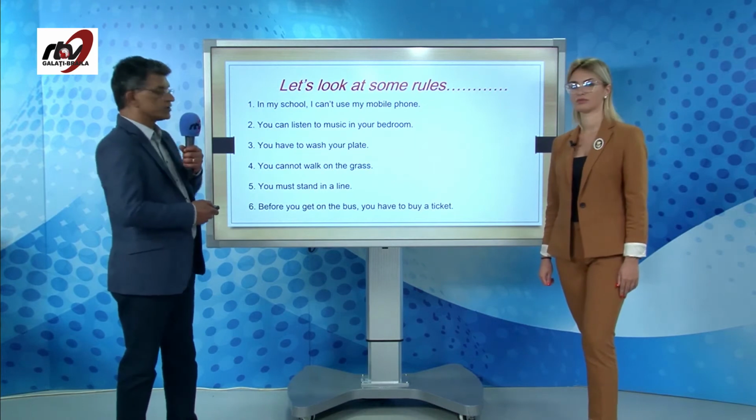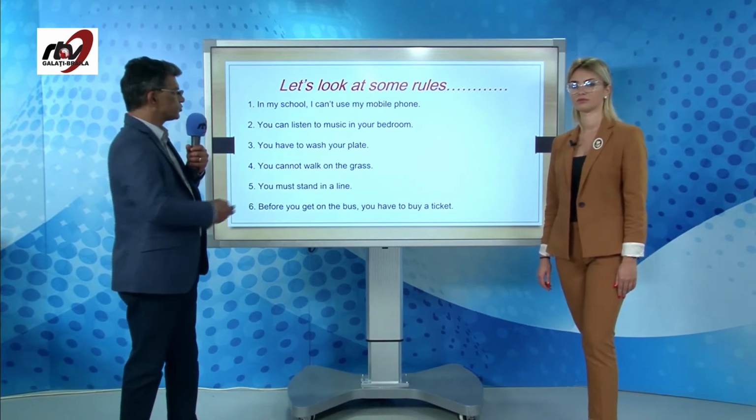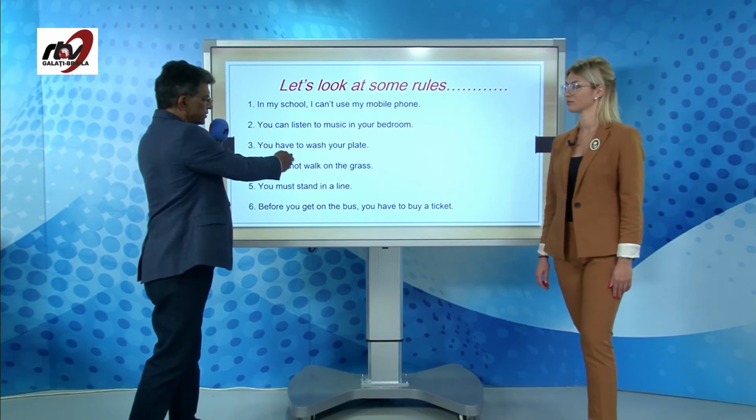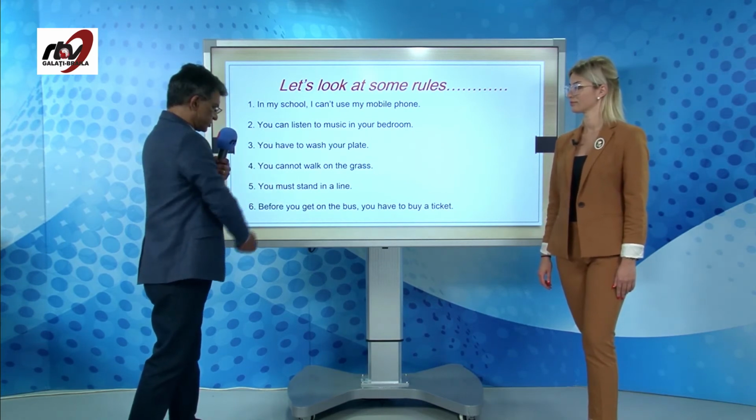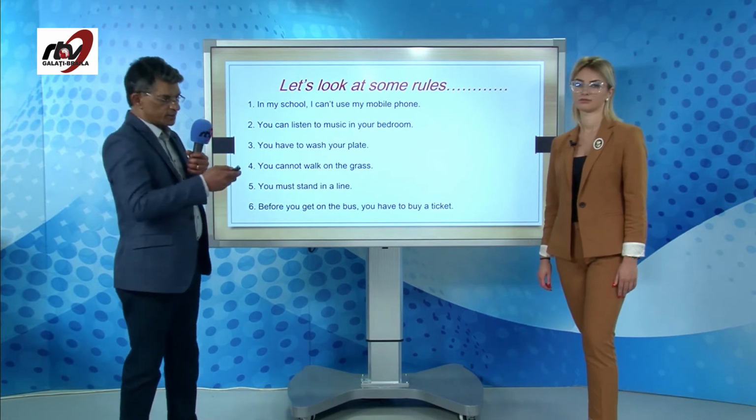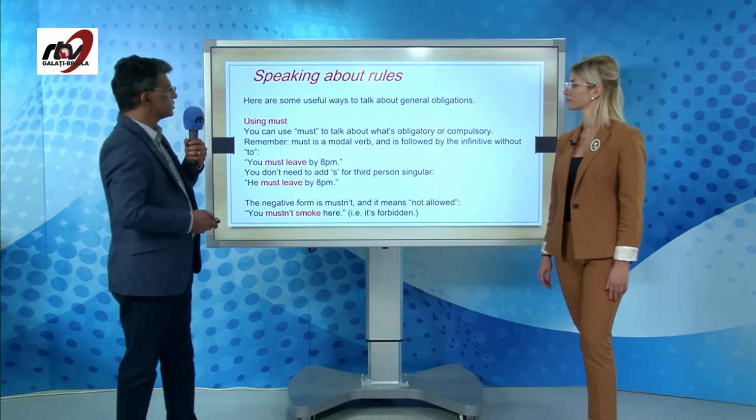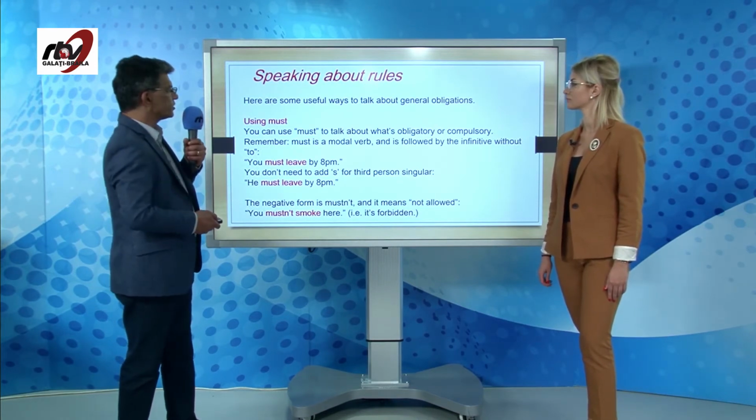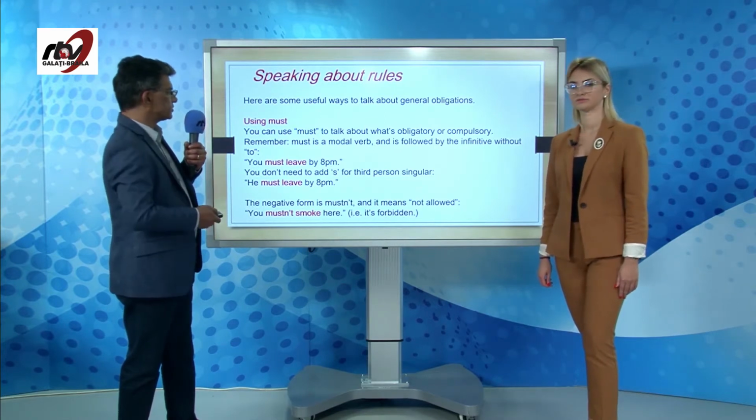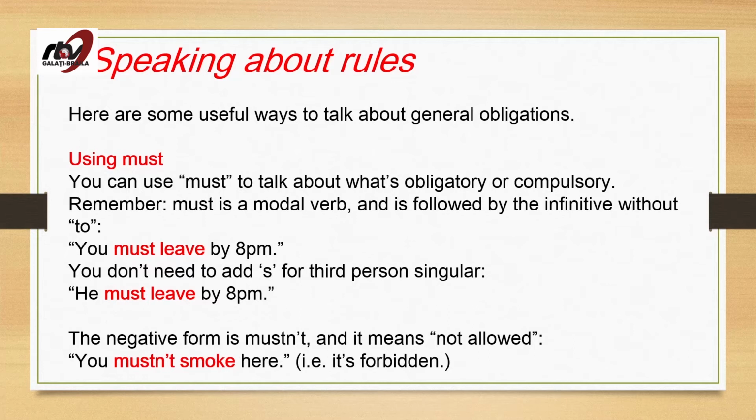So you can see that when we are talking about rules, we use words like can't, you can, have to, cannot, must, have to. And here we go on about what we can use when we are talking about rules. Some useful ways. We use must. You can use must to talk about what's compulsory or obligatory. Remember, must is a modal verb and is followed by the infinitive without the to, as in the example.